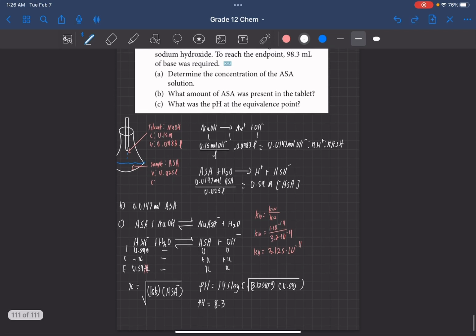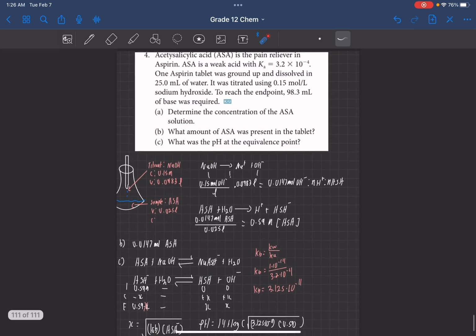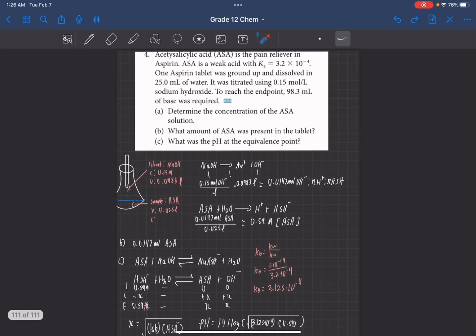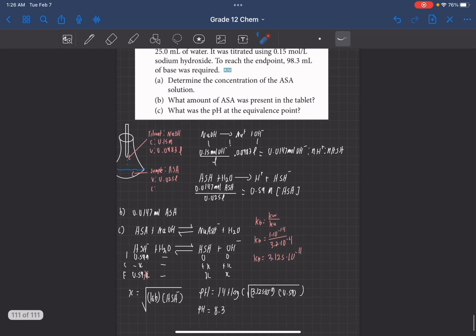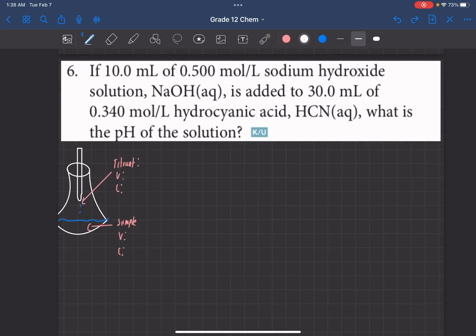We form a basic salt, meaning the amount of hydroxide in this titration, once the equivalence point is reached, is going to be greater than the amount of hydronium, meaning that the pH will be greater than 7. And this adds up, right, with our basic salt properties this time.